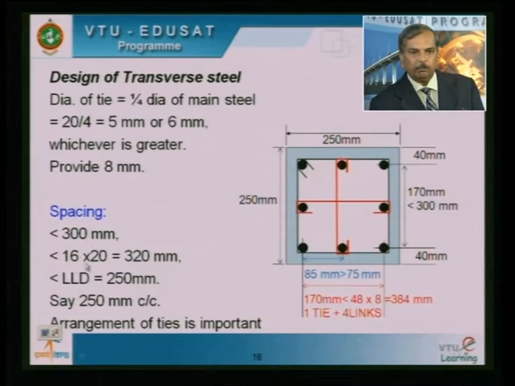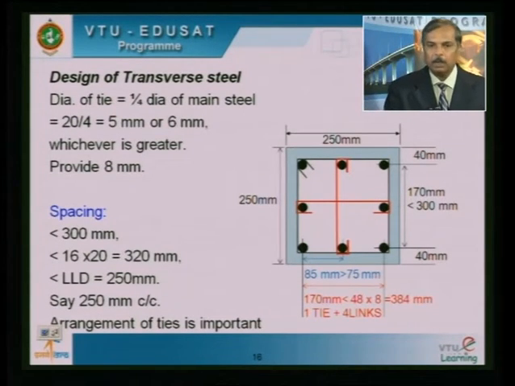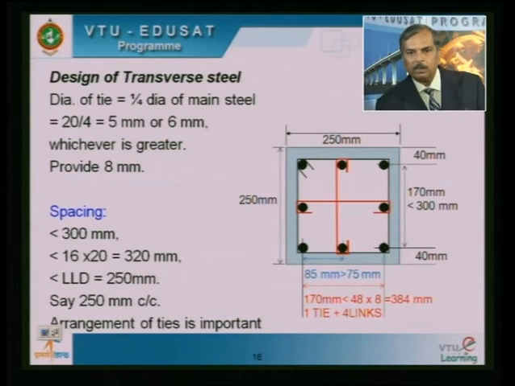Now the spacing, minimum of these three: less than 300, 16 times the diameter of the bar, which is the maximum diameter of the bar, in fact 320, and the least lateral dimension being 250. Here 250 governs the spacing, therefore provide your tie 8 mm dia at 250. When you provide, your arrangement is going to be like this. But many a time the students will be simply providing 2 internal ties, or they may provide 1 diagonal internal link, but all those things are going to be wrong.